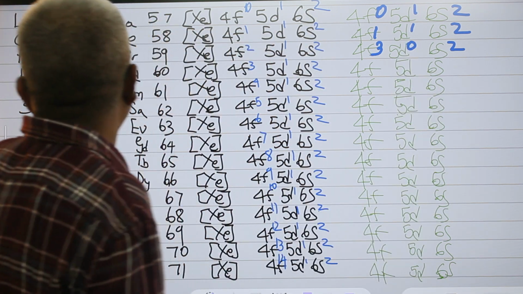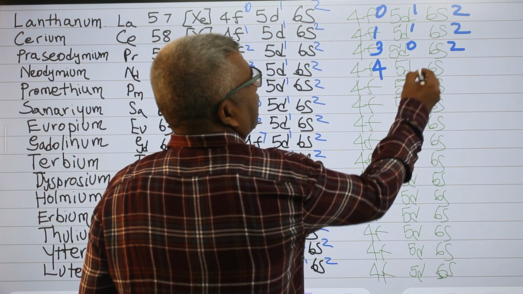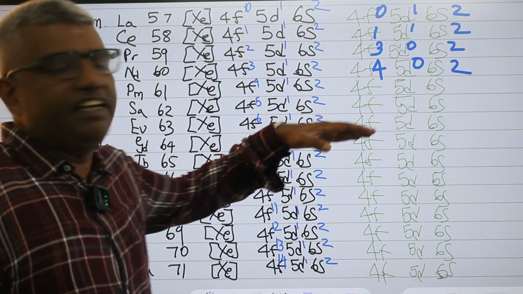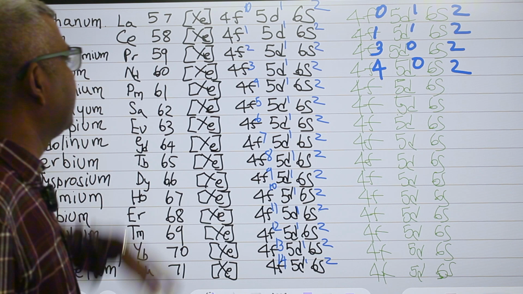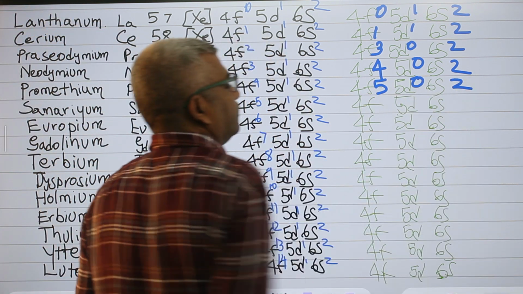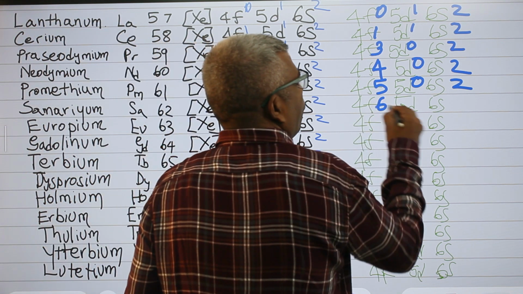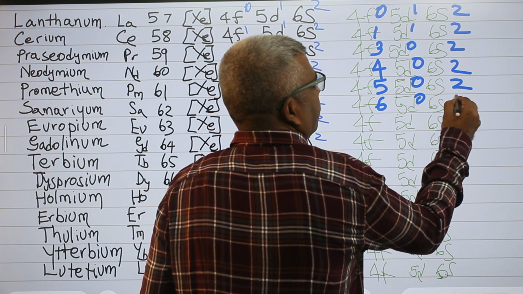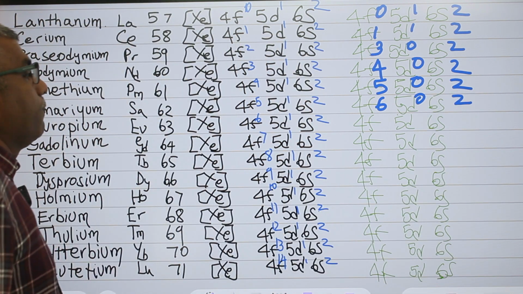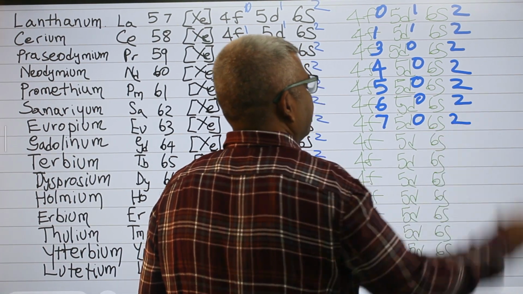Okay. Now neodymium, same 4f4. This same set continues. 4f4, 5d0, 6s2. Promethium, 4f5, 5d0, 6s2. Samarium, 4f6, 5d0, 6s2. Europium, 4f7, 5d0, 6s2. Okay, good.